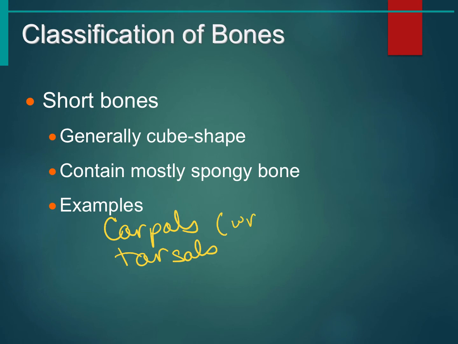Carpals are in the wrist, and tarsals are in the ankle. And if you look on our skeletons, or if you look at the Quizlet, you'll see they're little tiny, like cubic or kind of oddly shaped bones. And so they don't have to absorb that same kind of impact. And so their structure is a little bit different.